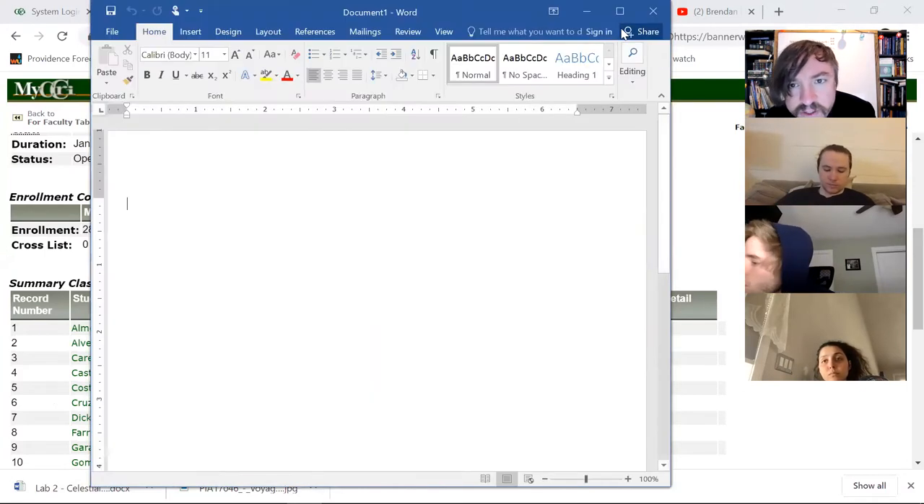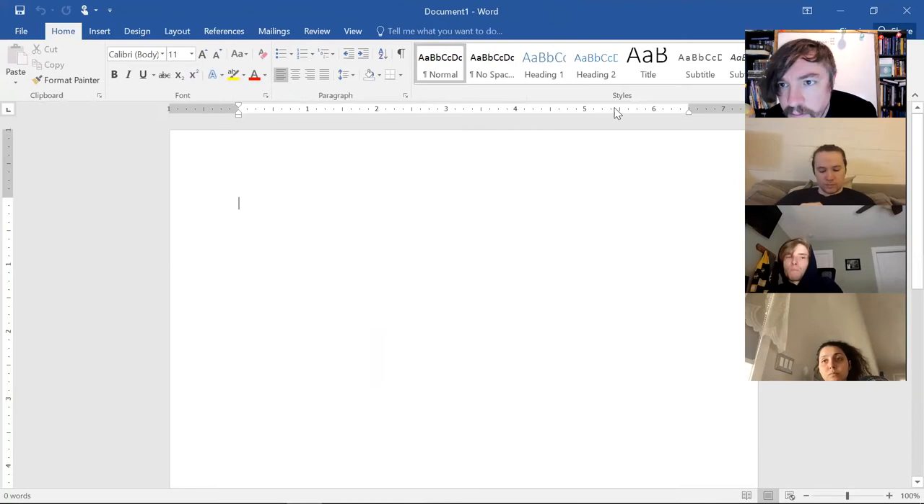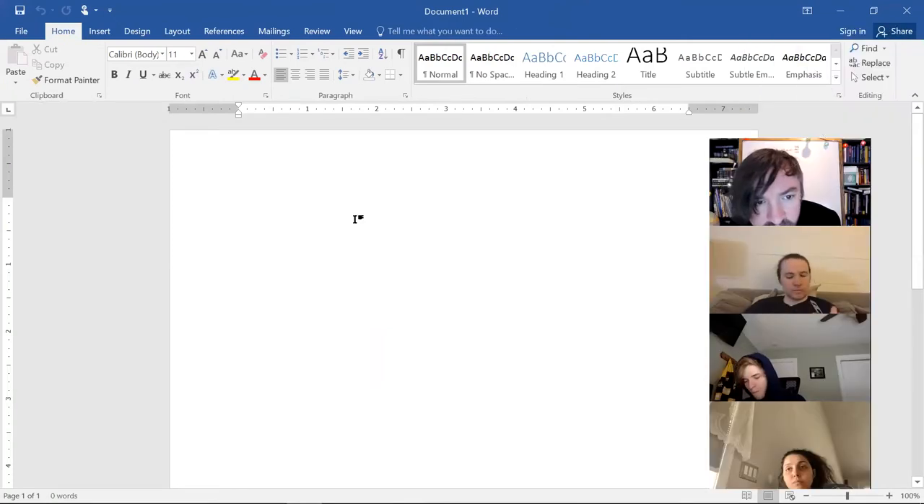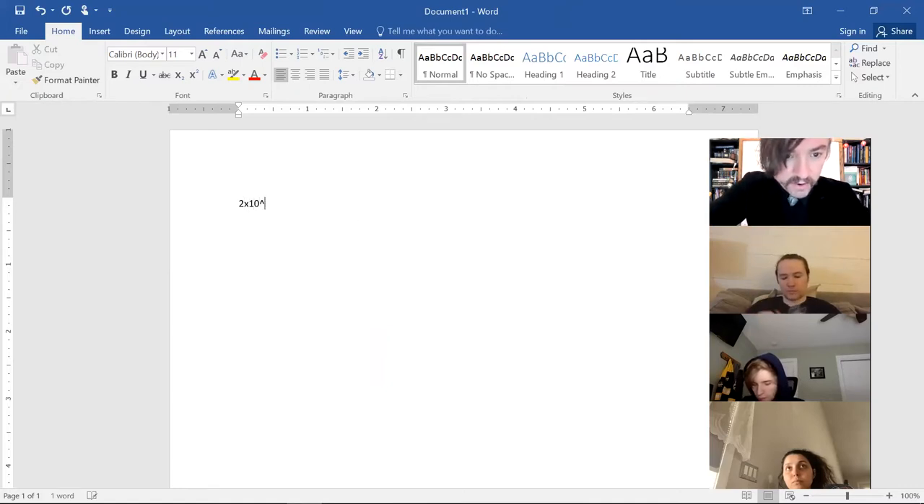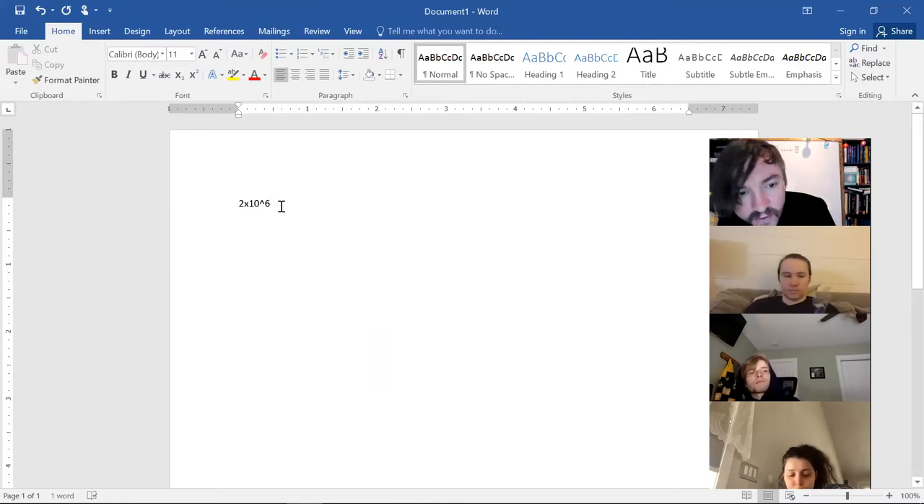If you don't really know what you're doing, then just don't type it up. But we're going to be doing some math. And here's what I don't want to see. I don't want to see people doing 2 times 10 to the power of 6. That looks like garbage, and I can't even read it or grade it.